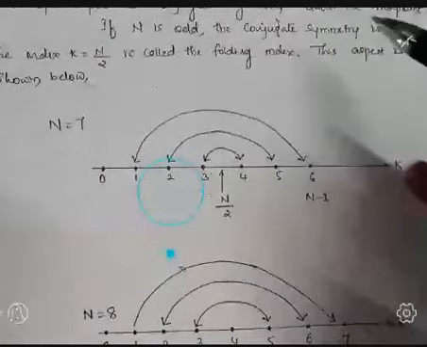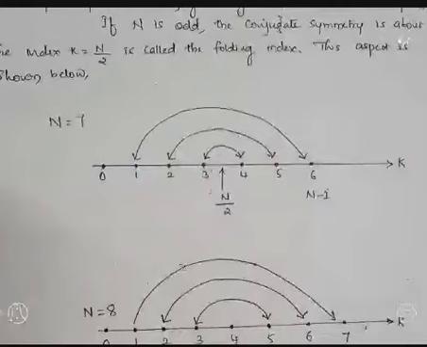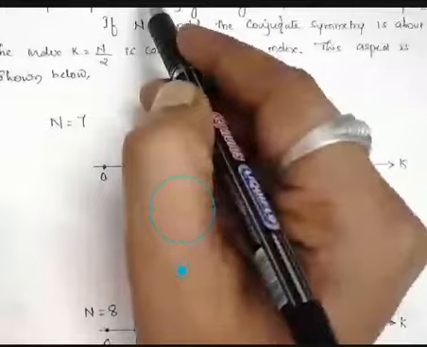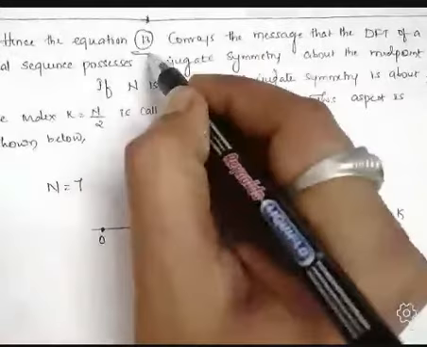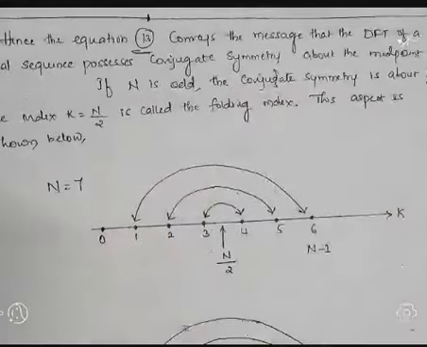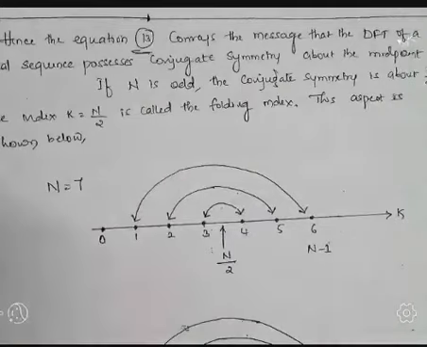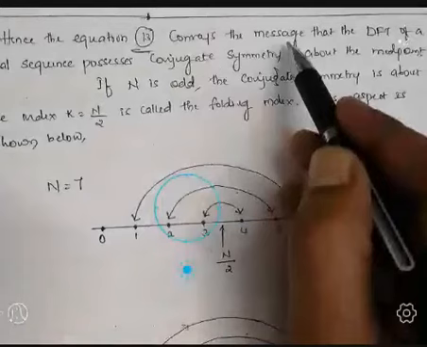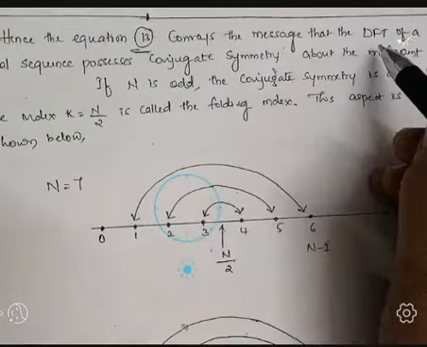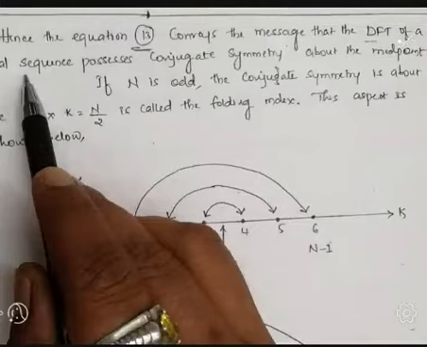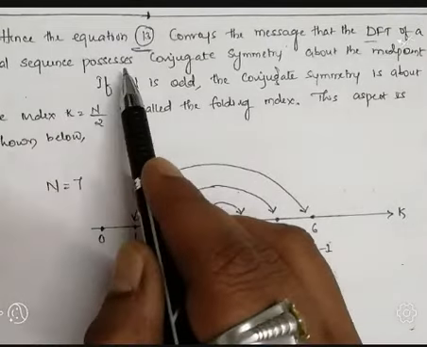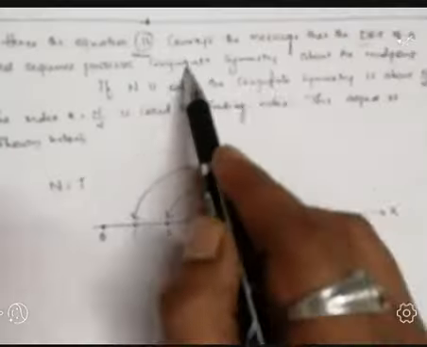So, whatever we proved, equation number 13, X of n minus k equal to X of minus k, nothing but equation 13 means here X of n minus k equal to complex conjugate of X of k, that is equal to X of minus k, conveys the message that the DFT of a real sequence possesses conjugate symmetry about the midpoint.